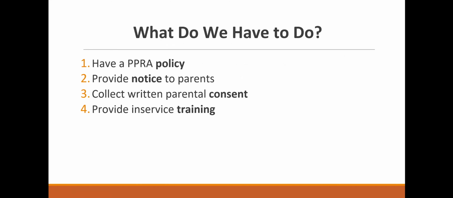So what do you have to do? These are the four main things that I'm going to go over today. Number one is have a Protection of Pupils' Rights Amendment policy. And that will go over what pieces need to go in there. That is a federal requirement. Also provide notice to parents of that policy. In some occasions, you would need to collect written parental consent and provide in-service training, because all of these policies and notifications are only as good as the training that you provide your staff and your educators.